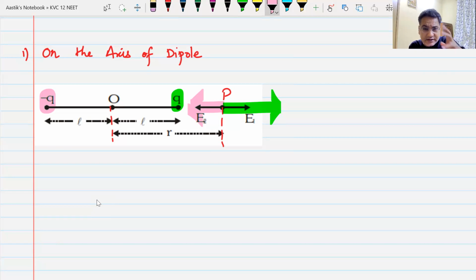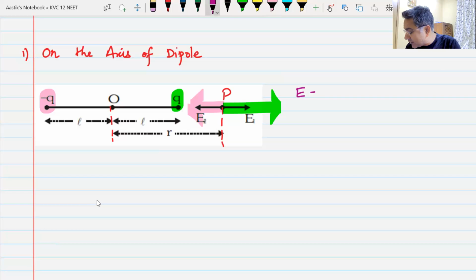The green field is created by the positive charge, which is nearer to this point. The pink field is created by the negative charge, which is farther. Which will be the stronger field? The green field will be the stronger field because it is created by the charge which is nearer. So the net field will go in the direction of the green field, and that is the field created by the dipole.